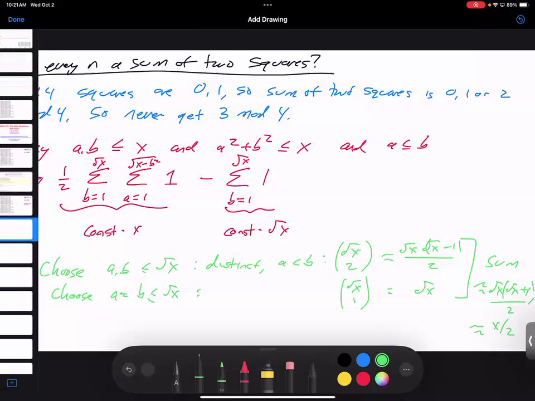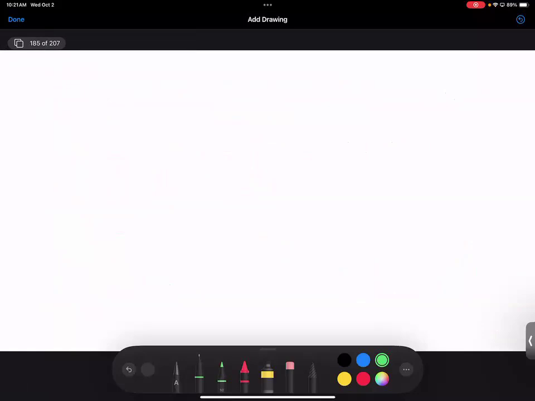Instead of using sums of two squares, what could I try to do next? Instead of trying to write a number as the sum of two squares, what would be the next thing to try? Sums of three squares. Do you think every number is the sum of three squares? Is every n a sum of three squares?